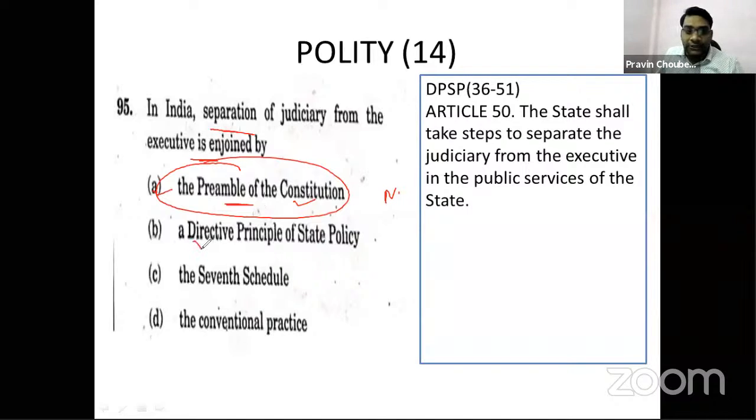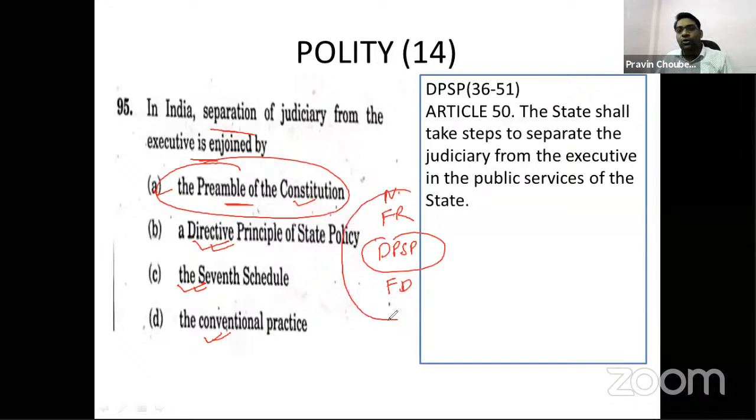Another one is the directive principles of state policy. Option C is the seventh schedule, and option D is conventional practice. So when you read the directive principles of state policy, you must complete the topics like fundamental rights, directive principles of state policy, and fundamental duties. These three are very important. This should be the core of your preparation. This should be at your fingertips.